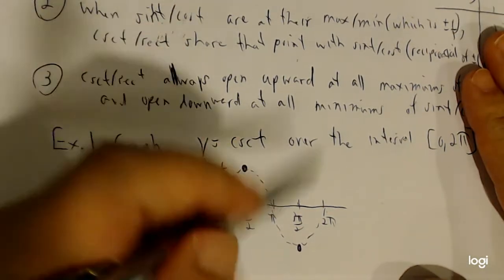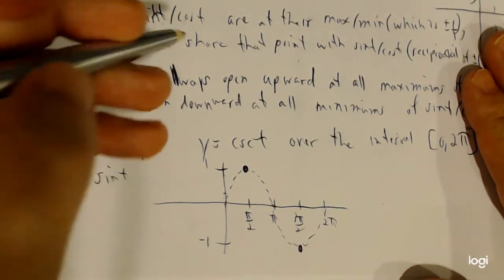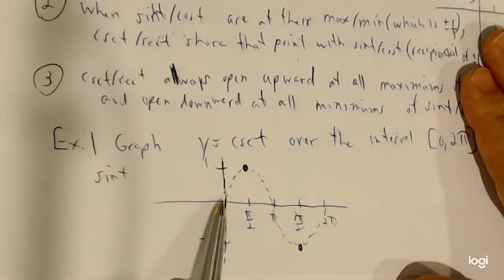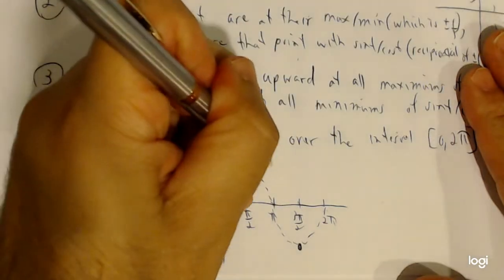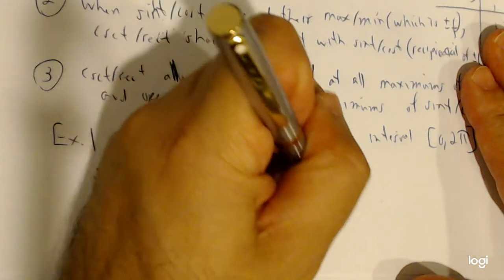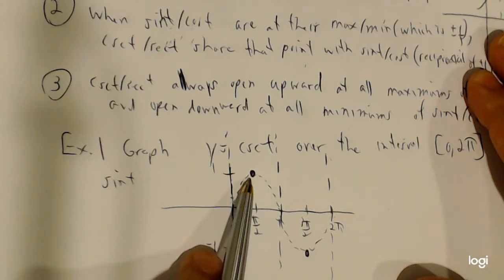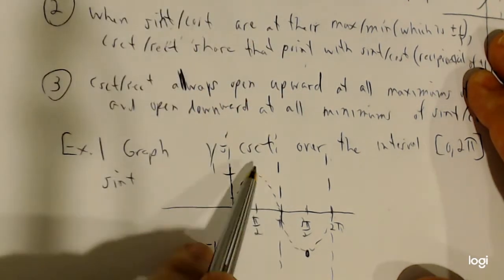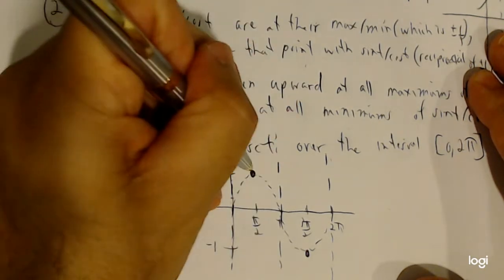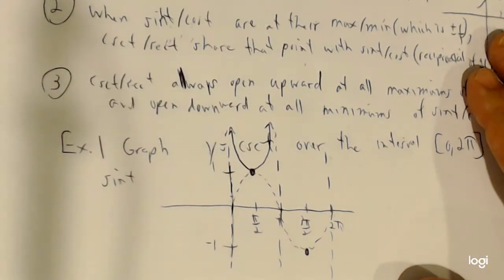Now look, anytime sine is 0, cosecant is undefined, which means there's a vertical asymptote. So where is sine 0? At 0, so there's a vertical asymptote here. Where else is it 0? At pi, so there's a vertical asymptote there. And at 2 pi, it's also 0, so there's a vertical asymptote there. So look, what do we know? This point, which is a maximum, cosecant shares with sine, and at a maximum, remember, cosecant always opens upwards. Since this is trapped between two vertical asymptotes, it's going to open upwards in both directions, and it's never going to touch the vertical asymptote.